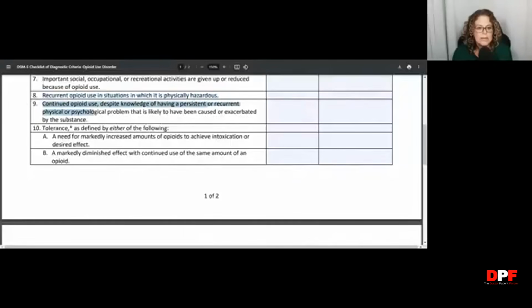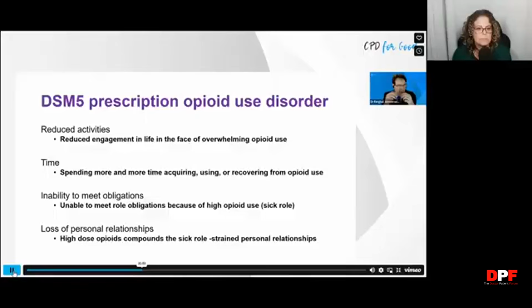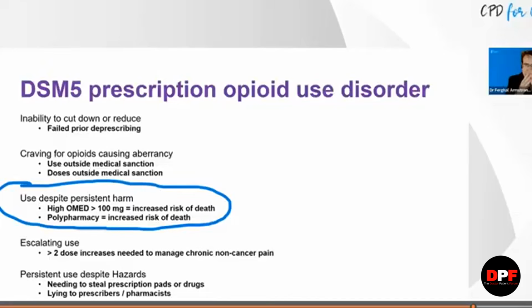Number 9, continued opioid use despite knowledge of having a persistent or recurrent physical or psychological problem that is likely to have been caused or exacerbated by the substance. Let's go back to this clip here. So again, reduced engagement in life in the face of overwhelming opioid use.